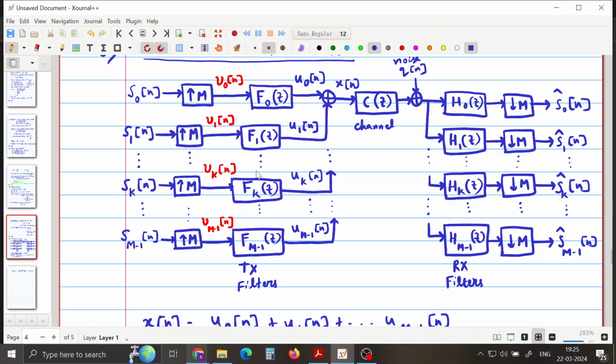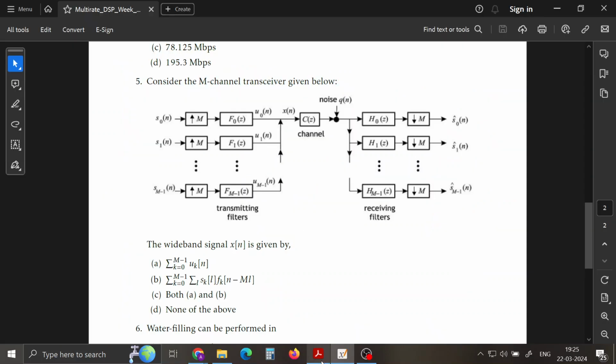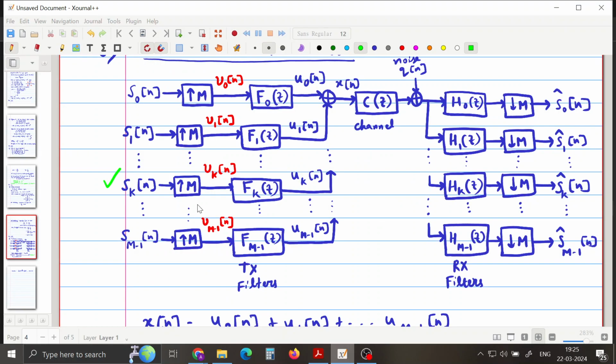Or let's look at any general branch, which is this kth branch, or the k plus 1th branch. I'm looking at this branch. I have actually drawn this k plus 1th branch, which is not given in the original figure, for the purpose of the derivation. So if you look at this branch, any general branch, k lies between 0 and M minus 1. How are this v k of n and u k of n related? Basically, v k of n goes through a filter F k of z and produces u k of n.